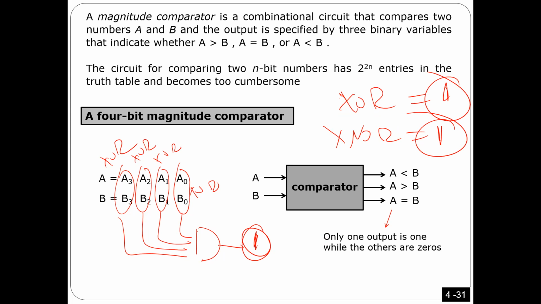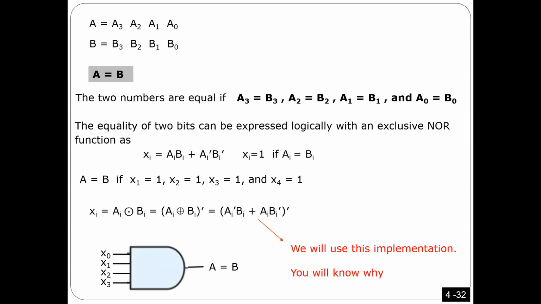Is that okay? Good. So that's exactly what I'm saying here. Here I'm going to assume Xi, which is for every bit. I'm going to use XNOR. You know, XNOR is actually the complement of XOR. This is XOR, and this is the complement.